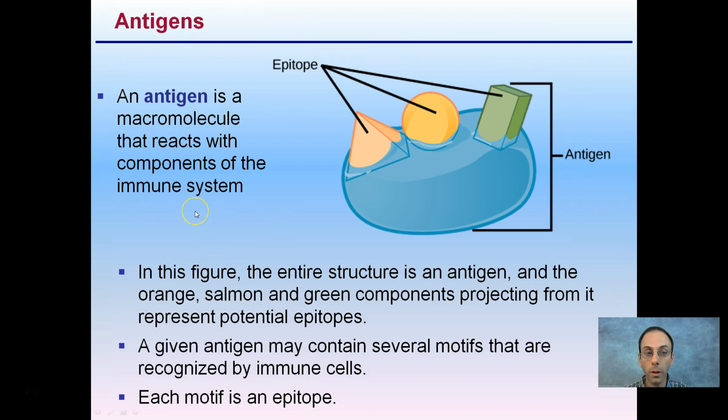An antigen is a macromolecule that reacts with a component of the immune system. So here's an example of an antigen. The figure above shows the entire structure of an antigen, and the different structures projecting from it, the different shapes, and again they're over-exaggerated in this image, represent potential epitopes. So a given antigen may contain several motifs, which are recognized by immune cells, and each motif has an epitope. So again, a little over-exaggeration with different colors and shapes, but the key part, as we learned with proteins, is that shape is very important for recognition. And we're seeing that theme being continued with the immune system.